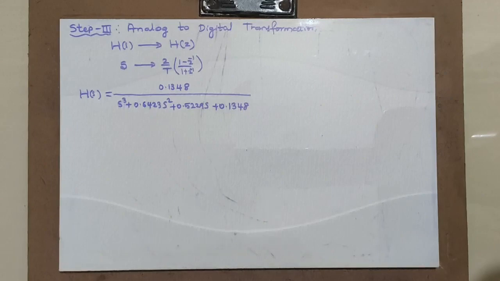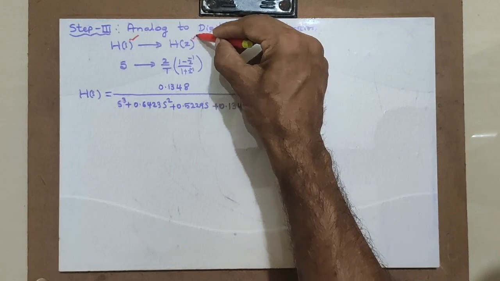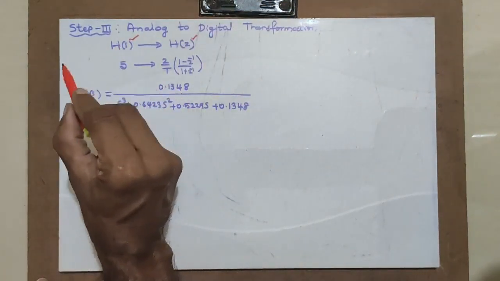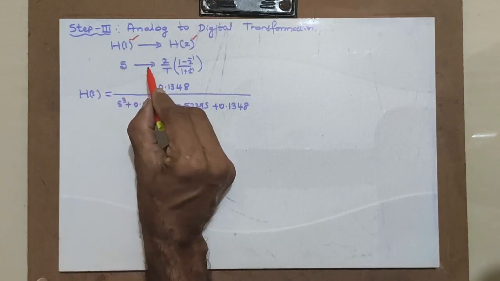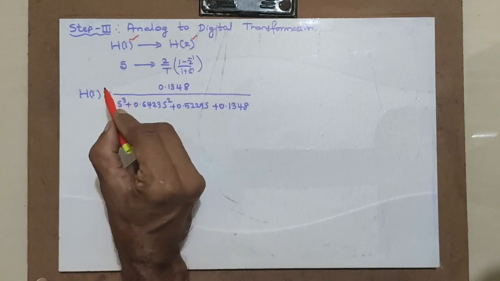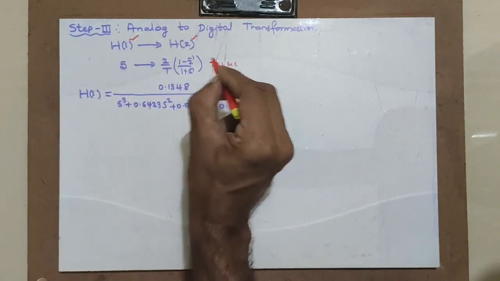In step 3, you know that the given analog filter transfer function is to be converted into a digital transfer function. Obviously, the H of s, whatever is there, we need to get the corresponding H of z using bilinear transformation. How will we do it? In the H of s equation, wherever s is there, you will substitute 2 by T times (1 minus z raised to minus 1) divided by (1 plus z raised to minus 1), with T equal to 1 second. Let us take it as normal.